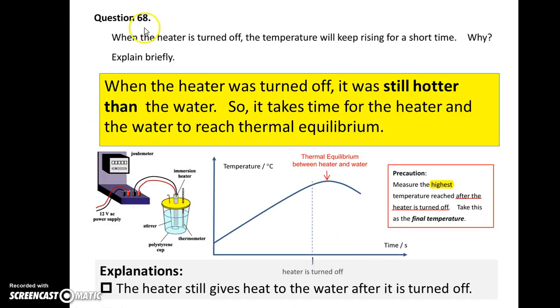Question 68. If we use an immersion heater to heat water, when the heater is turned off, the temperature will keep rising for a short time. Why? Because when we turn it off, the heater is still hotter than the water, so it takes time for the heater in water to reach thermal equilibrium, to reach the same temperature.